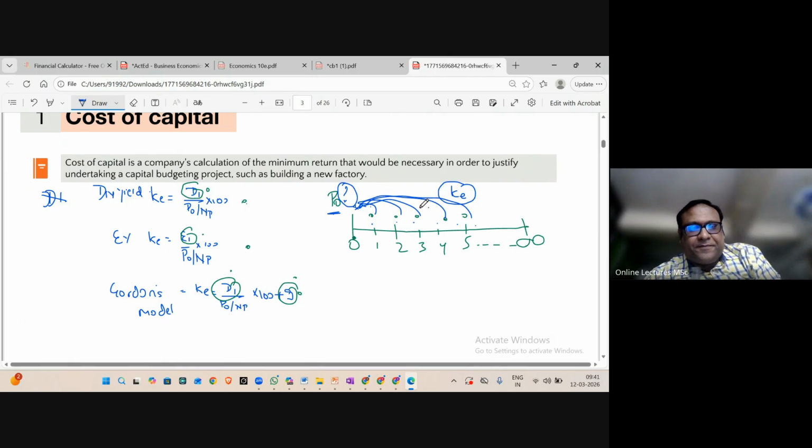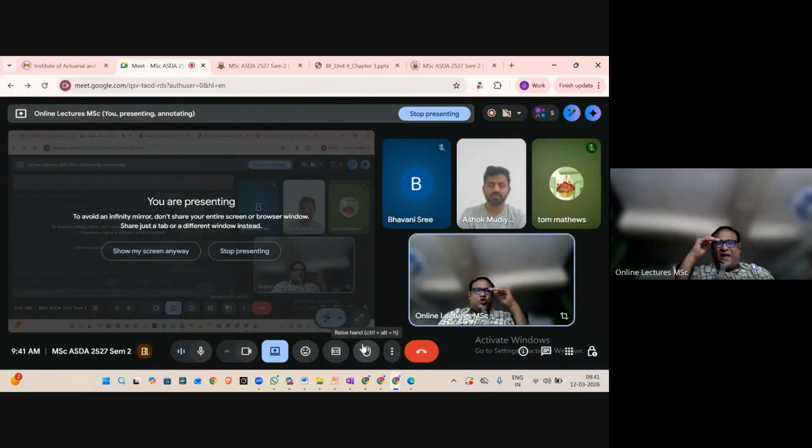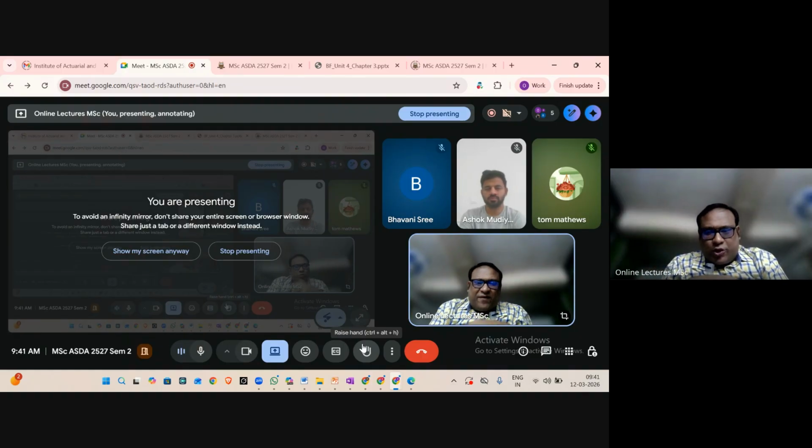Are you clear? Ideally, we should have predicted the fundamental, discounted it by the KE, and found the value. Here we are taking value equal to price, estimating the fundamental, and now implying the cost of equity which equates the present value of the fundamentals with the present value. Makes sense now?